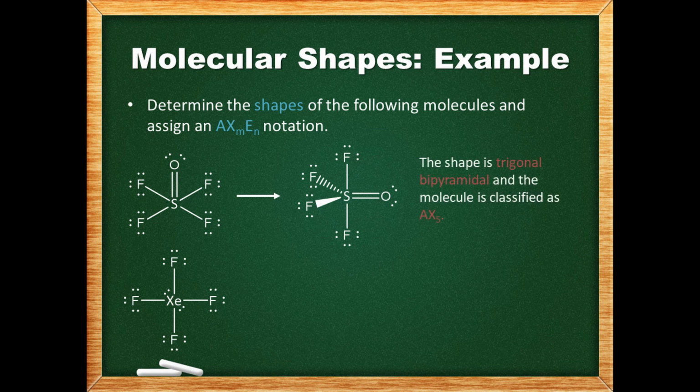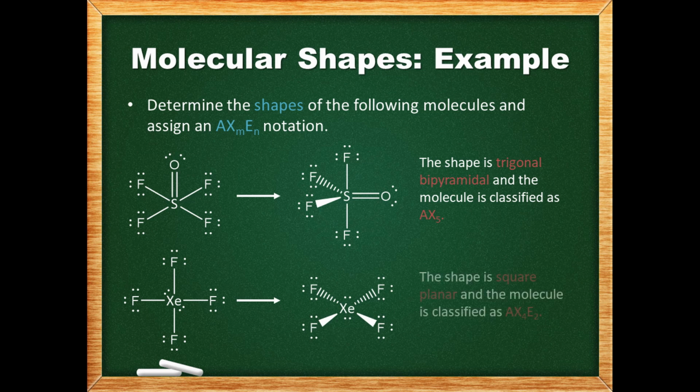The trigonal bipyramidal name comes from the fact that the arrangement resembles 2 pyramids stacked base to base, with 3 vertices at each base. For the second molecule, which has 6 electron groups, we've redrawn it with the lone pairs separated by 180 degrees. The shape is square planar and the molecule is classified as AX4E2.